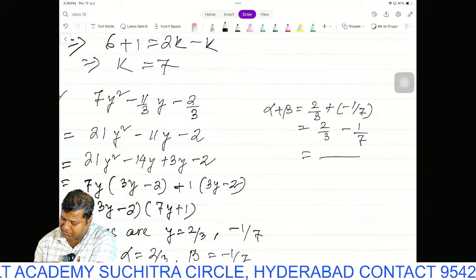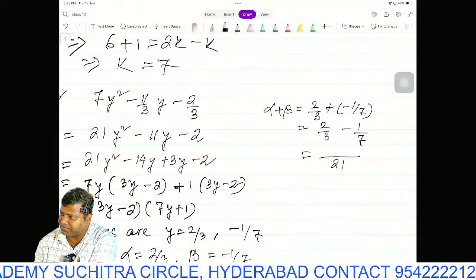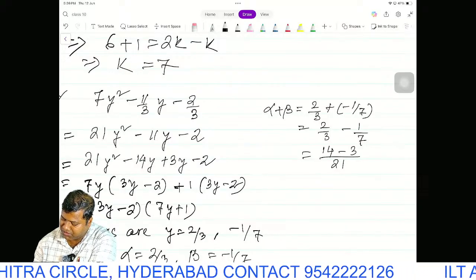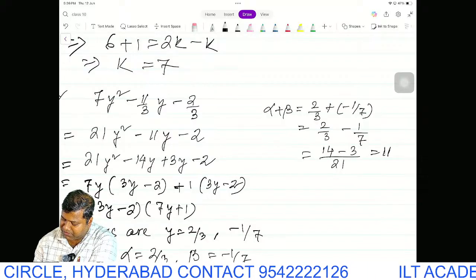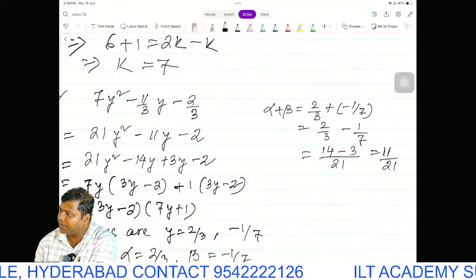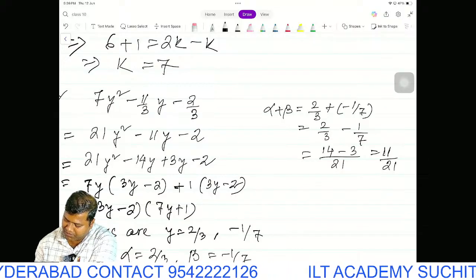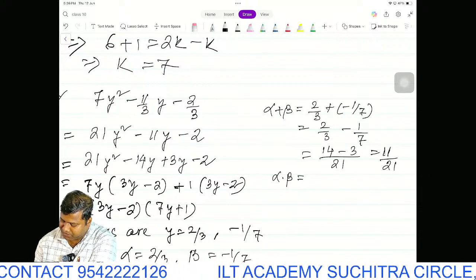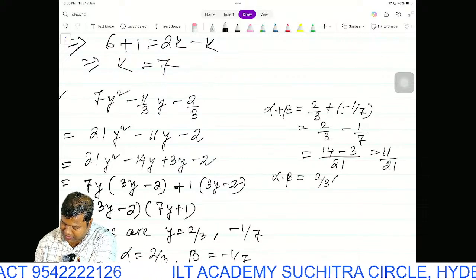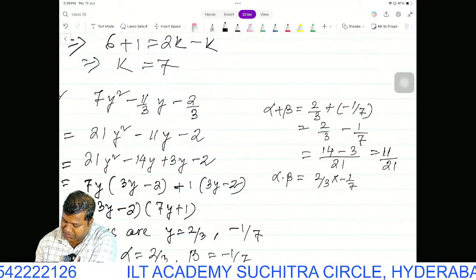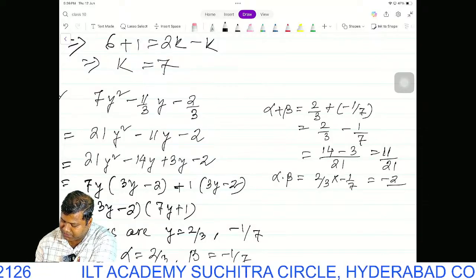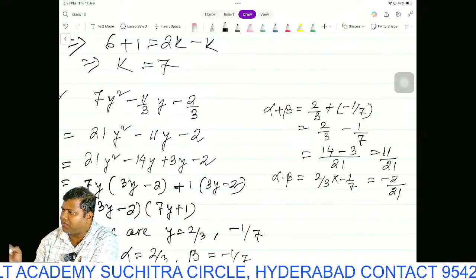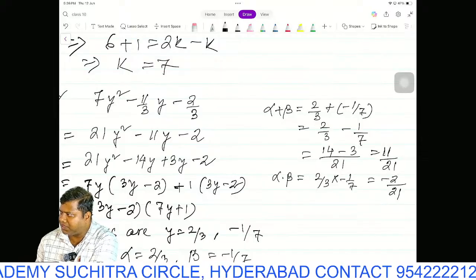Now if I take the LCM, the LCM is 21. So 3 7s are 21, 7 2s are 14, minus 7 3s are 21. So it is 11 by 21, right? Okay. Now if I find alpha dot beta, what is it? 2 by 3 into minus 1 by 7. So this is minus 2 by 21, right? That is the sum of the zeros and product of the zeros we got by adding the two zeros and multiplying the two zeros.